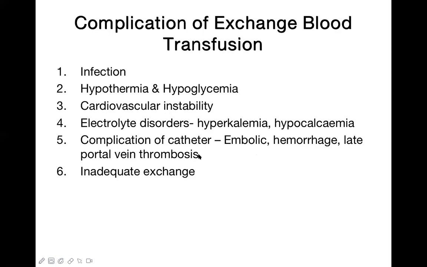One of the very important questions you will be asked in future exams is that portal vein thrombosis is associated with exchange blood transfusion during neonatal life. Now see there, this is the damage done to the umbilical vein because of that catheter, and later on that baby may develop portal vein thrombosis. And inadequate exchange is always a complication. Maybe because of some complication, you have abandoned the procedure in the middle, and that is not helping the baby, because the baby needs exchange transfusion to treat this severe jaundice.